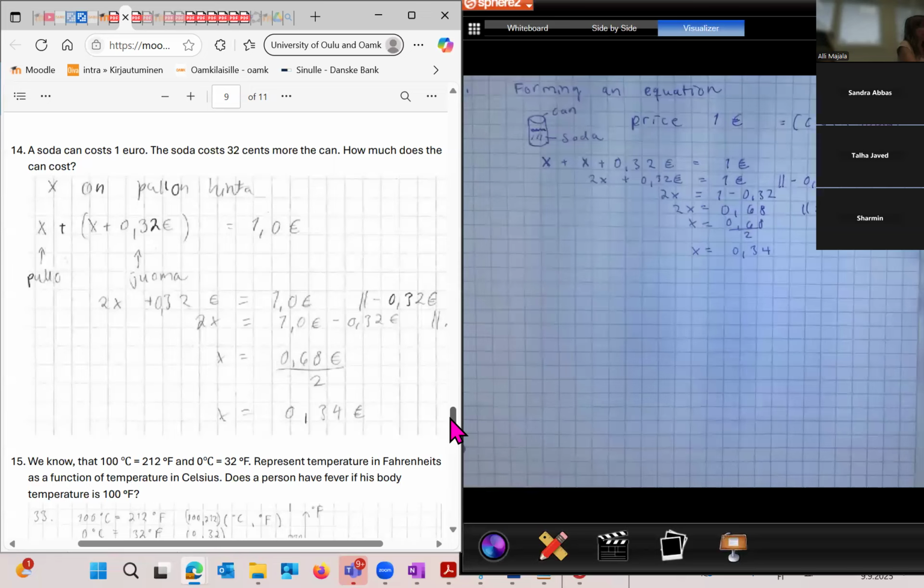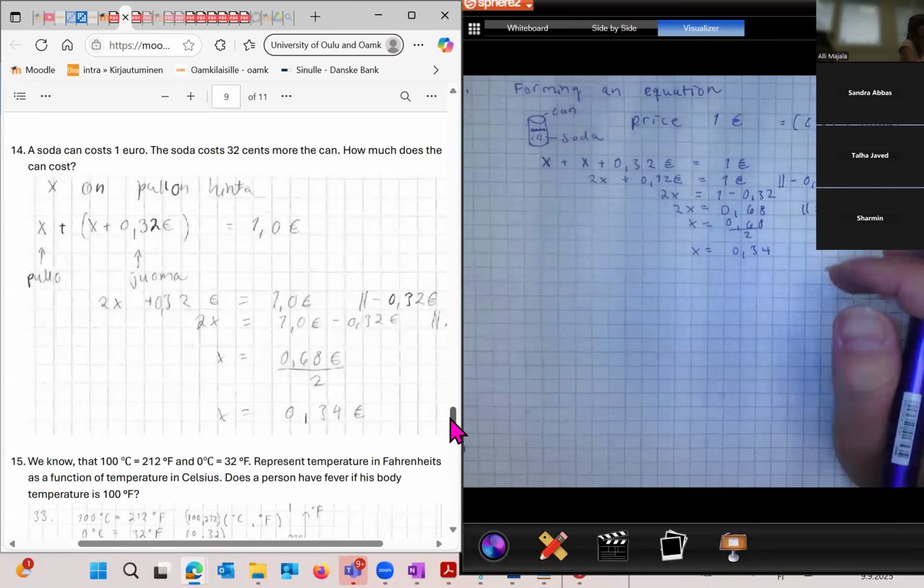How much do you usually get of a can? 20, yeah, or I don't know. I don't remember how much you get, but usually my kids do it. Yes, they want to get money.